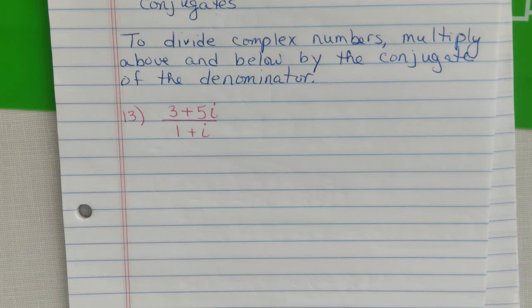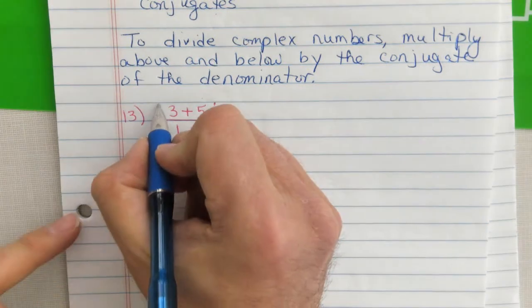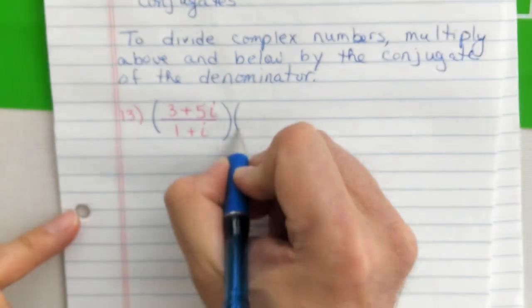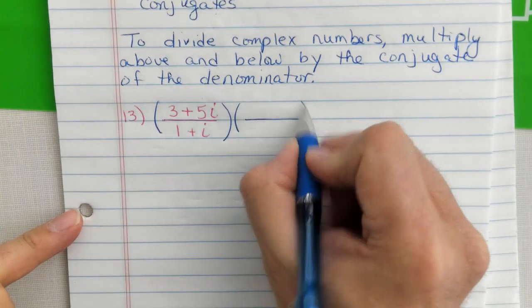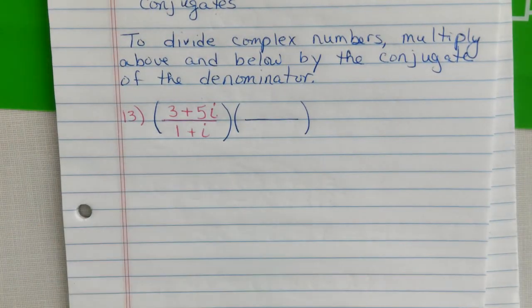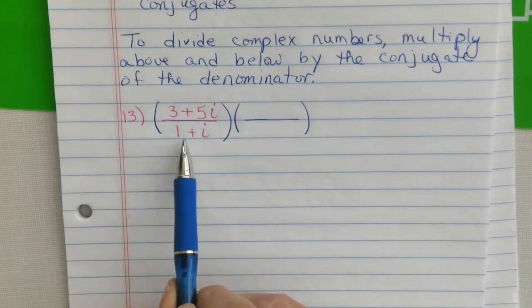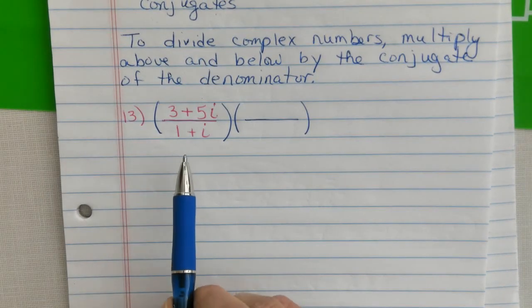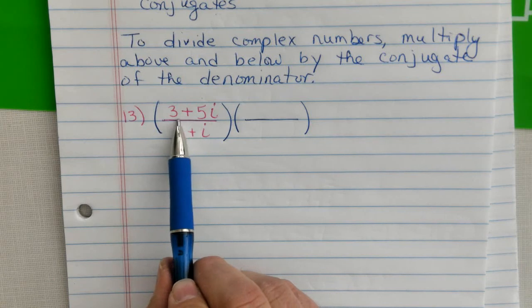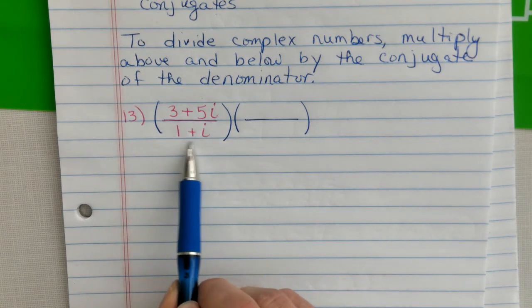So if someone says, say something that'll impress them in algebra, what could you say? To divide complex numbers, multiply above and below by the conjugate of the denominator. What the heck does that mean? Okay. I'm going to multiply this problem, or this fraction, by what? The conjugate of the denominator. The denominator is the stuff in the bottom, right?